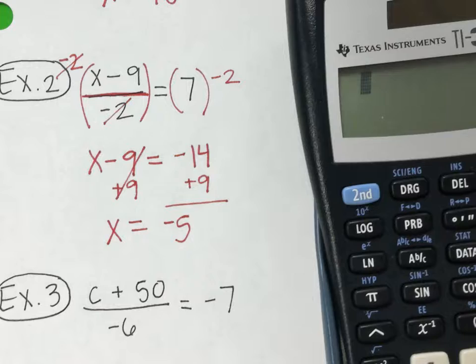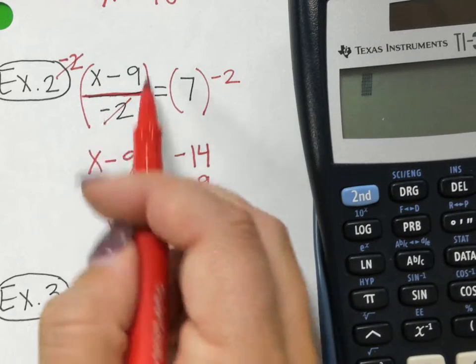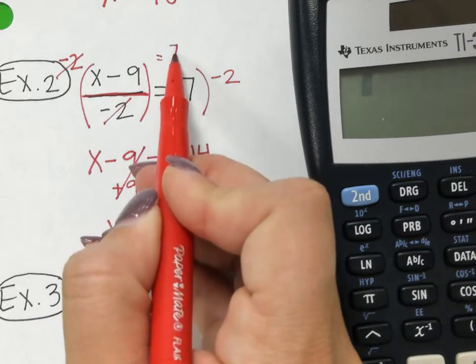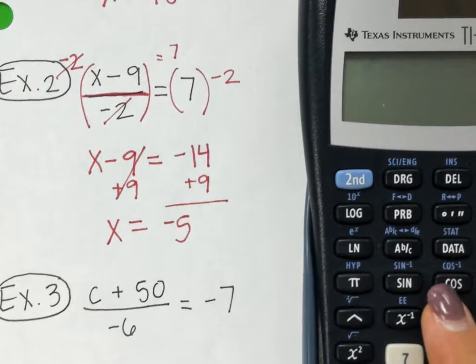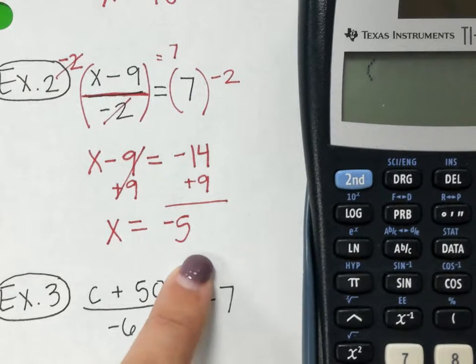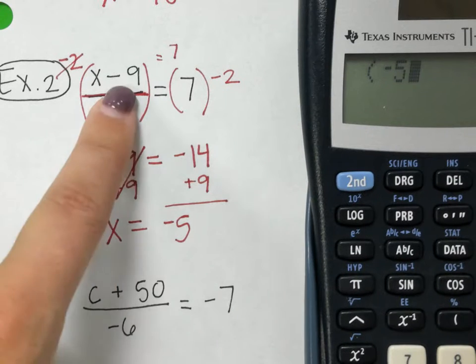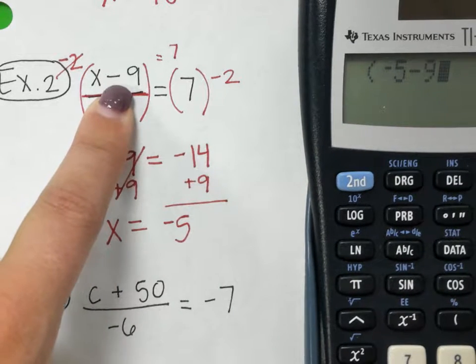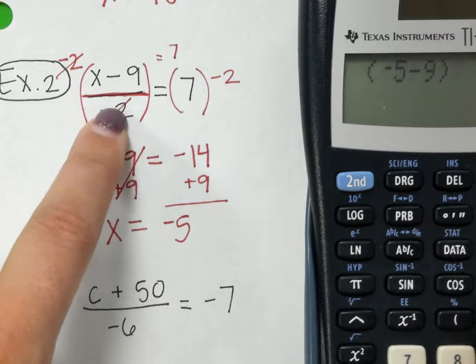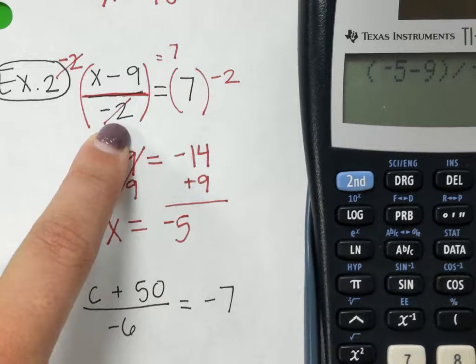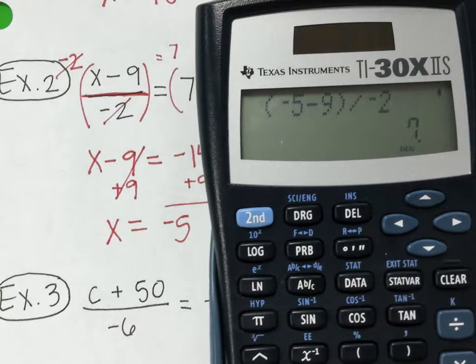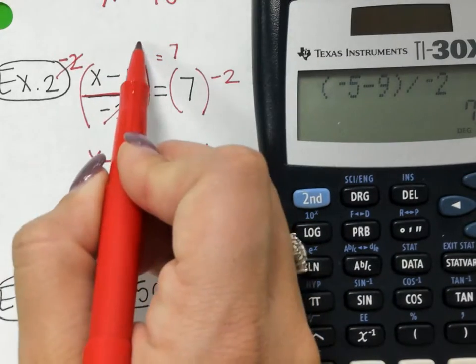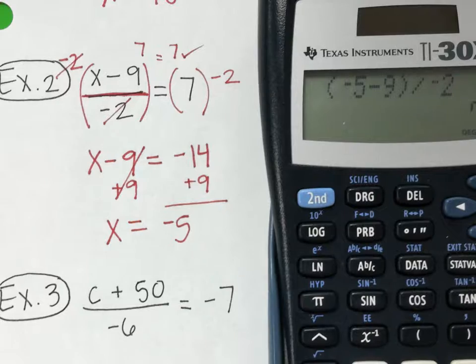So now if I want to check it, I'm trying to see if this left-hand side is going to equal 7. Okay. So remember, you've got to plug it in parentheses, so that means x is negative 5, so I have negative 5 minus 9, close parentheses, and then divided by negative 2. And that gives me 7. Okay. So 7 equals 7, and my answer is correct.